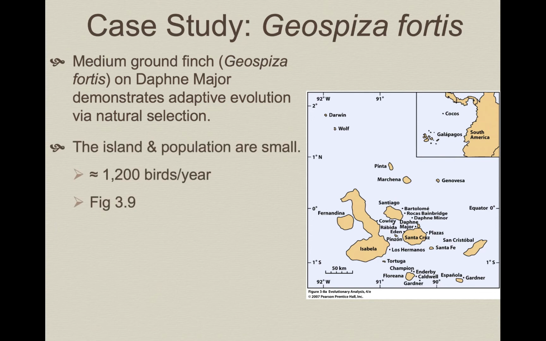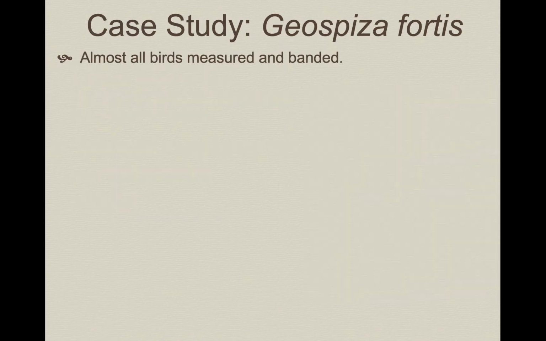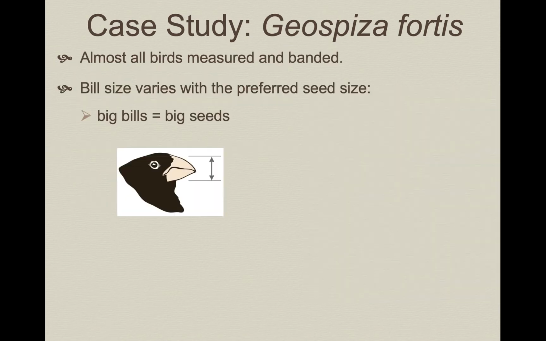So one of the reasons they picked a small island is such that they could study the entire population. So there are, on average, about 1,200 birds per year on this island, and they capture all of them every year, put bands on them, take various measurements so that they can track their evolution generation after generation. And one of the factors that they've seen is that the birds do differ in their bill size. And this variation has consequences potentially for natural selection.